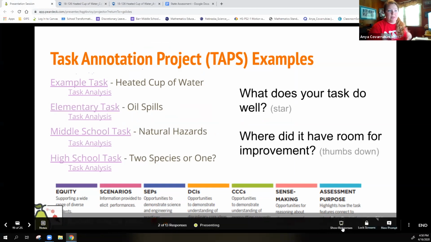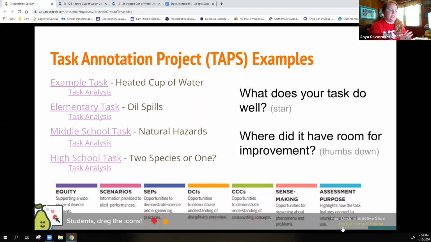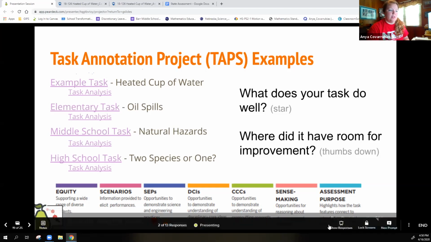What I did, we're really going to be using these in our next session and discussing some examples. And so we just kind of want you to become familiar with it today and see how TAPS is analyzing these tasks and what they're doing well and where they have room to improve.